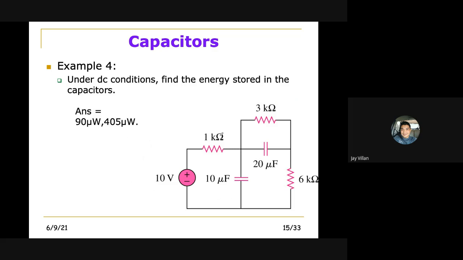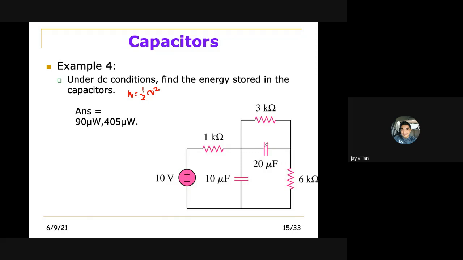Example number 4. Under DC conditions, now find the energy stored in the capacitors. So how many capacitors do you have? You have a 20 microfarad capacitor and a 10 microfarad capacitor. Take note the energy is equal to 1/2 CV squared. So we already have the values of the capacitors.